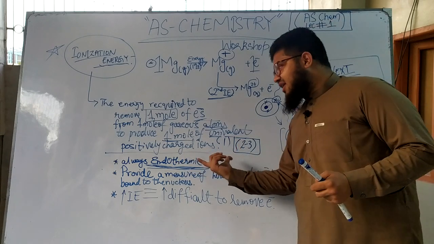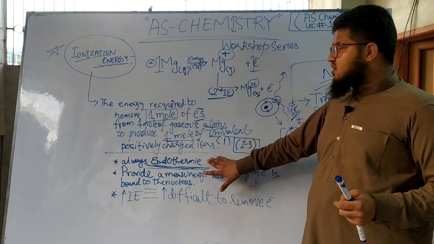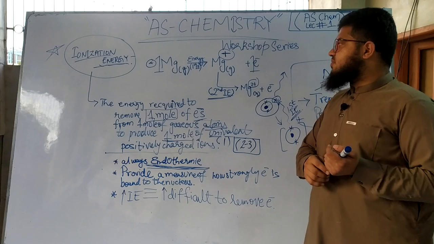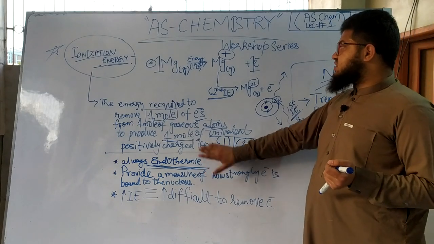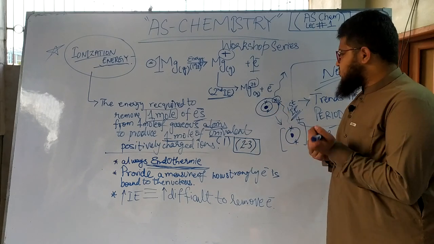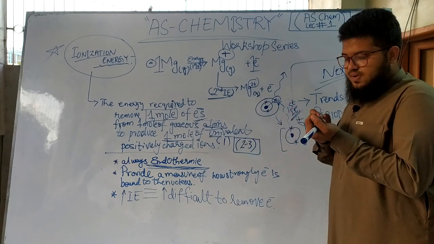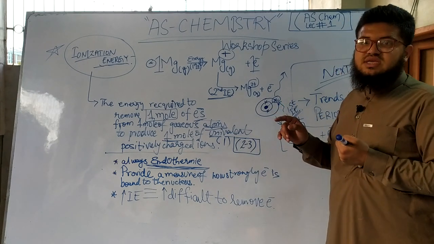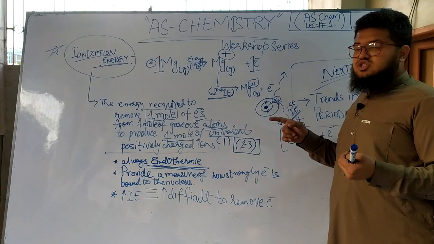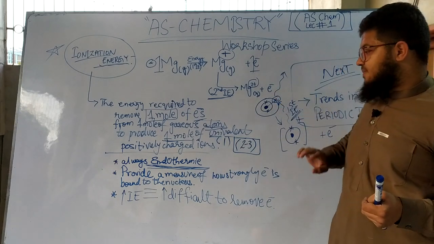Endergonic is a synonym for endothermic reactions, okay? The first ionization energy is always endothermic because it uses energy to break the bond. To break this attraction between the electron and the nucleus, we require energy, right? So that's why energy needs to be absorbed by that electron, so that it could escape.